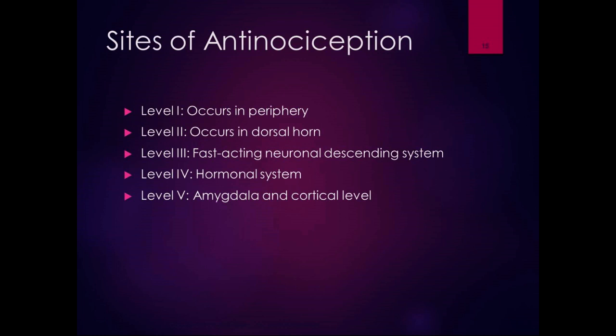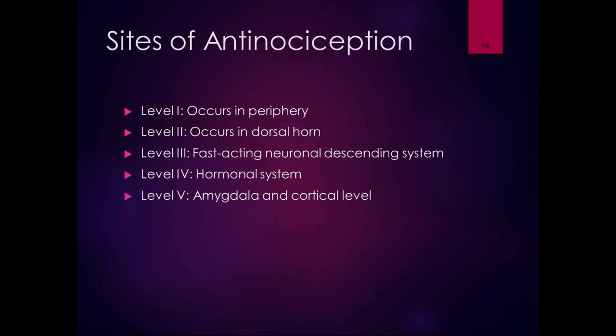Level 5 is the cortical level and the amygdala or emotional level. So excitement, distraction, and placebo all play a role in adjusting the transmission of nociceptive signals. So placebo anti-nociception is effective in some people and activates higher order cognitive and brainstem areas that are activated by opiate drugs. So that's interesting. The placebo effect actually activates those same levels that are activated by opiate drugs. And it's not as bad for you, so that's probably a good thing.